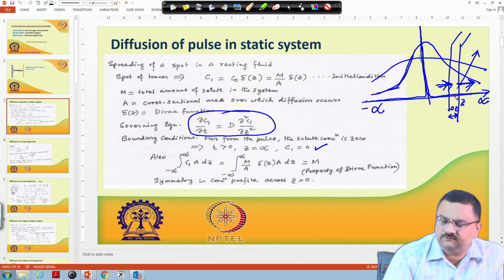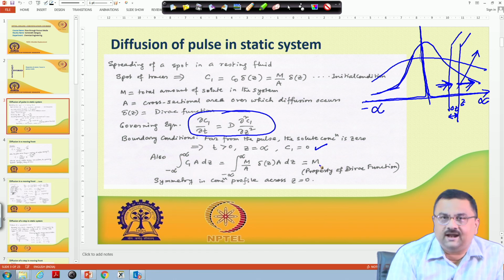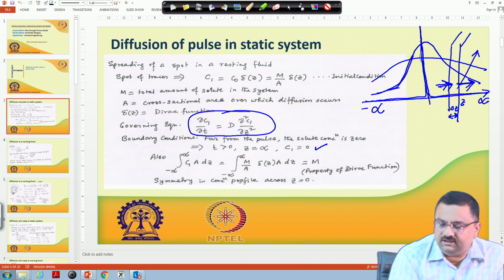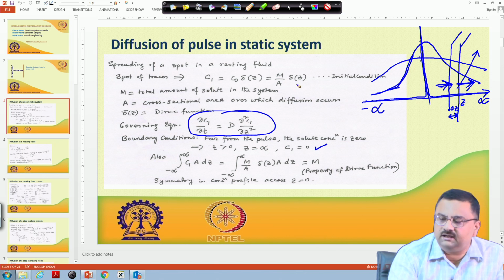So these are kg for all such differential elements. So when you do integration from minus infinity to plus infinity, that should give you M. M is the total amount of solute present, and this will follow directly from the Dirac function, because for the spot of tracer, the Dirac function says C1 would be equal to m by a delta z, where delta z is the Dirac function, and the property of the Dirac function is integration of delta z dz from minus infinity to plus infinity is equal to 1.